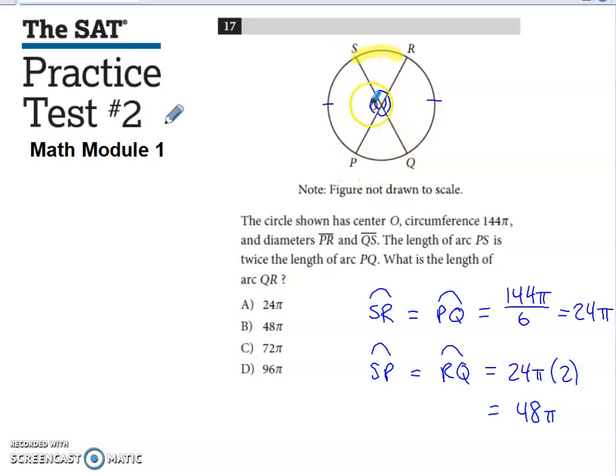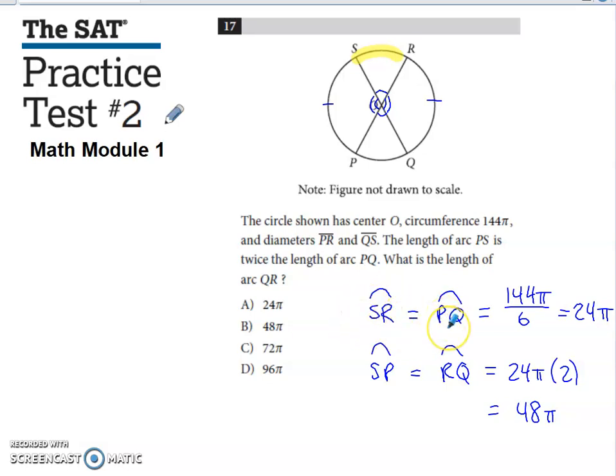Similarly, angle SOP and angle ROQ, those are vertical angles, so these angles are going to be congruent to each other, meaning that the measure of arc RQ and the measure of arc SP are going to be equal. So I have that indicated with the left hand and middle portion of this relationship.